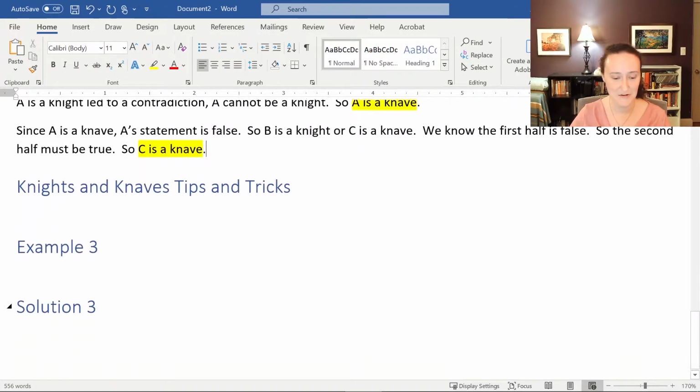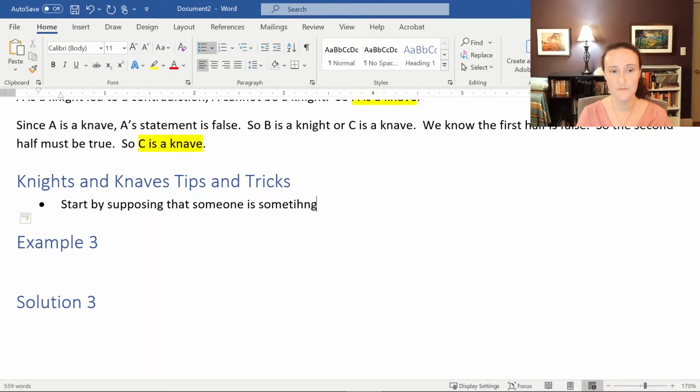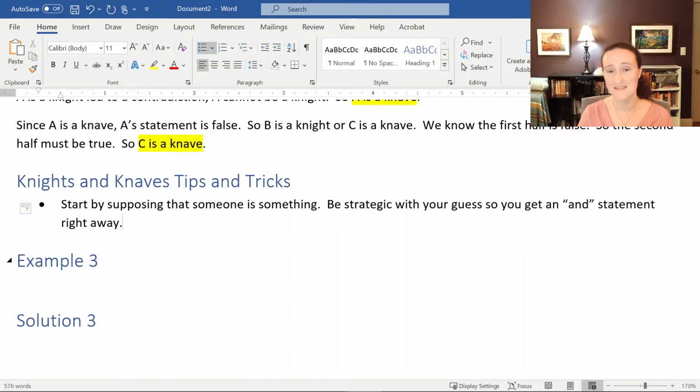All right, so let me go over the best strategies for solving these. So first of all, you're going to start by supposing that someone is a something, but don't make a random guess. Choose strategically what your first supposition is going to be, and for the rest of them as well. You definitely want to get an and statement right away because that is the only type of statement that you can follow up on, okay? If you just get an or statement, you can't follow up on that at all. If you just get an if-then statement, you'll only be able to follow up when you know that the if part is true. So you really want to get an and statement right away.